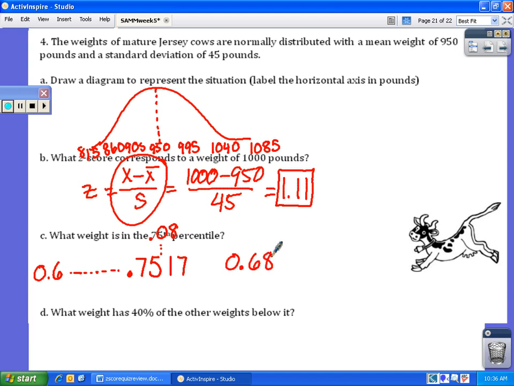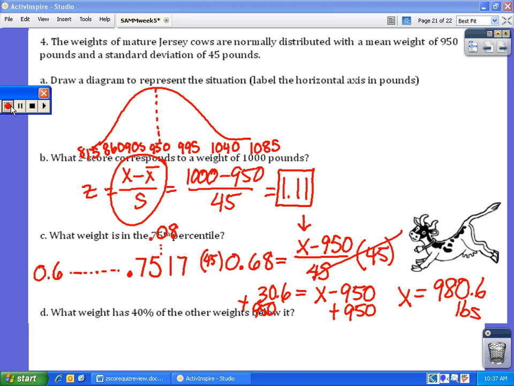0.68. I set that equal to my x minus x bar over s, and I'll solve for x, the weight. I started by multiplying both sides by 45, which canceled out this 45 in the denominator, and I was left with x minus 950 is equal to 30.6. I then added 950 to both sides, and I got x is equal to 980.6 pounds. Remember your units since it's a word problem.